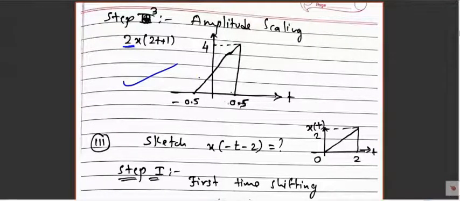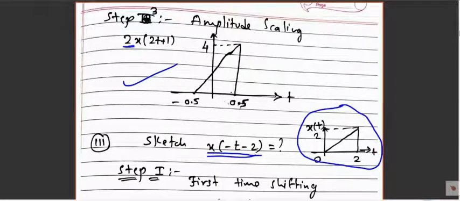Okay, so one more question. Next question is we have to sketch x of minus t minus 2. So I will give you some time. You can apply some thought process. This is x of t signal. We have to sketch x of minus t minus 2.